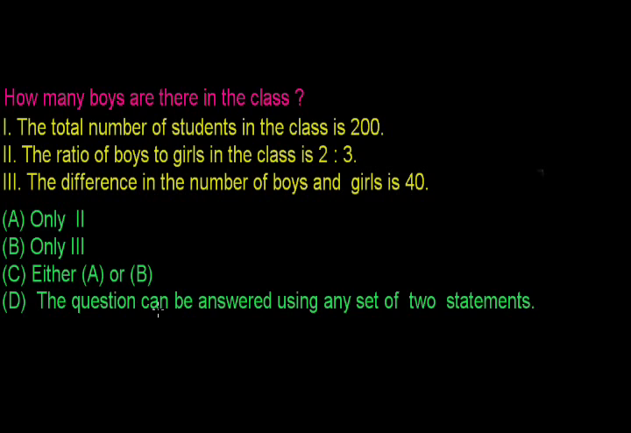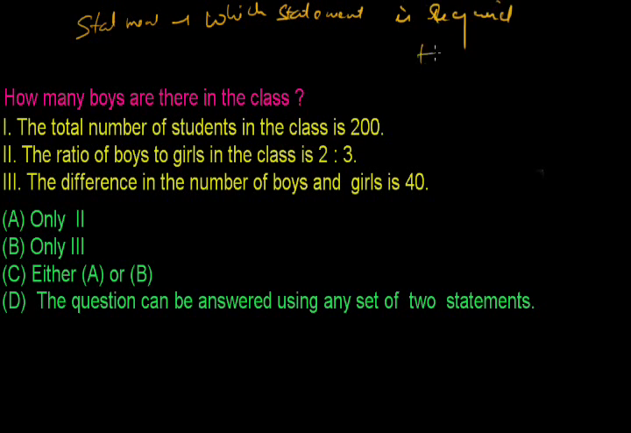How many boys are there in a class? The first statement says the total number of students in the class is 200. The second says the ratio of boys to girls is 2:3. The third statement says the difference in the number of boys and girls is 40. Now here we do the questions by considering the problems. Which statements are required to get the answer?